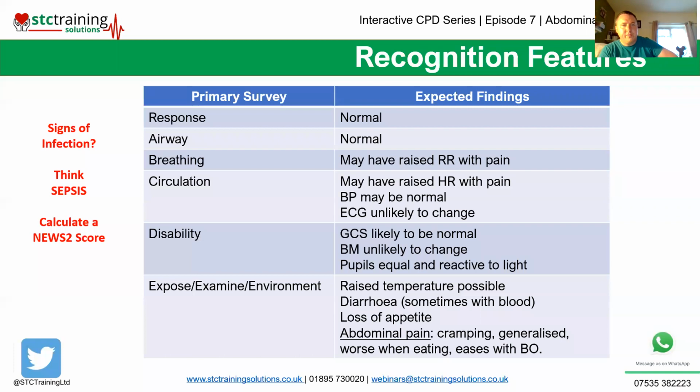For both of these, not normally associated with signs of infection. You can sometimes get a raised temperature with both of these conditions as the immune system goes a bit haywire. But generally speaking, we might have some raised respiratory rate and raised heart rate with the pain. Blood pressure is likely to be normal. ECG is likely to be normal. GCS, blood sugar and pupils are all likely to be normal. Again, the possibility of a raised temperature.